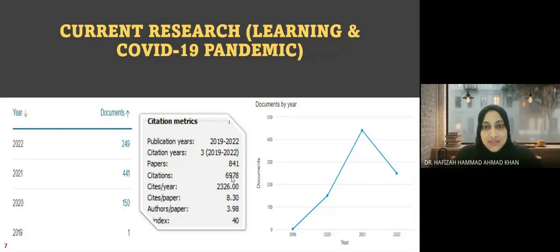So for those researchers who want to increase their number of citations, or have their papers cited more by other authors, when you do research related to the pandemic, because it's very current, you can get more citations compared to other types of research. I always suggest to my colleagues, if they want more citations, this is one method to boost your citations.